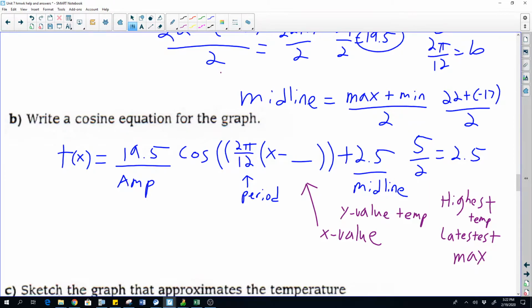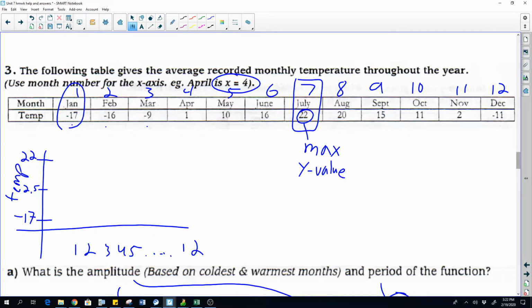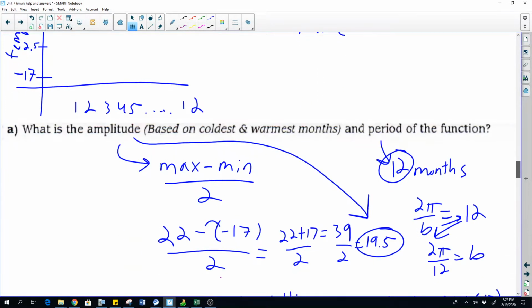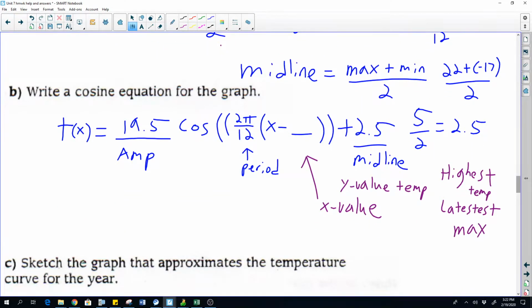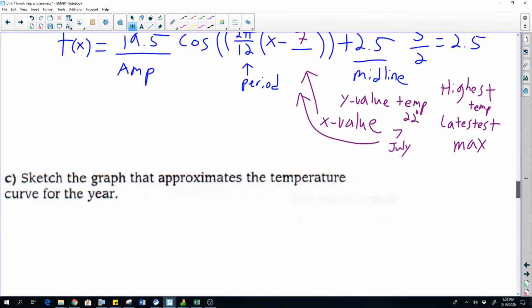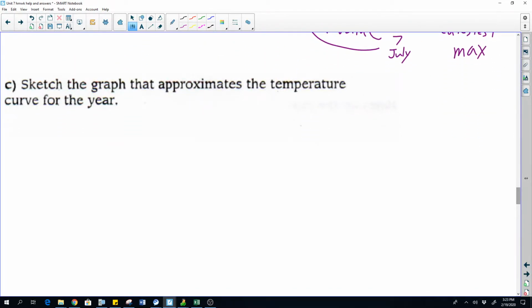So in this case, we're looking for the y value that's the highest. And again, that was 22. And now we're looking for the x value. And that's actually 7. So that's 7 comma 22. Because the highest temperature is 22 degrees, and that month of 7, which is July, goes with that 22 degrees, that's actually what goes up here. So x minus 7. And the reason why is we're phase shifting to that spot to make sure our cosine maxes out there at 22 degrees. So you'll see that now while we draw our graph here for part C.